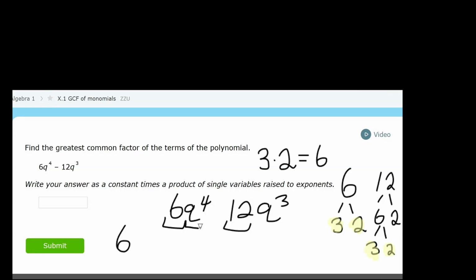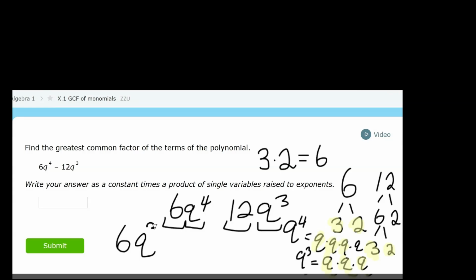Now let's look at our variable component, our q's. Q to the 4th is the same thing as q times q times q times q, 4 times. Q to the 3rd is the same thing as q times q times q. Well, let's take a look at how many q's we have in common. We have 1, 2, and 3. So for our q's, we have q to the 3rd power, 3 q's in common. So our final answer is 6q to the 3rd.